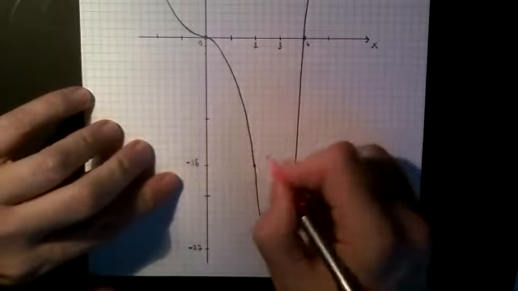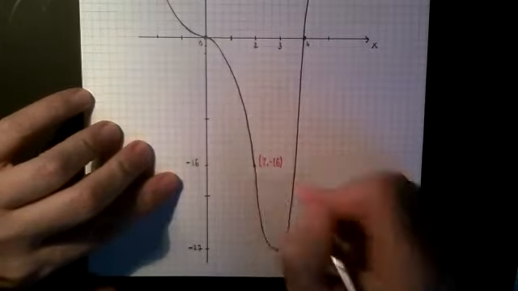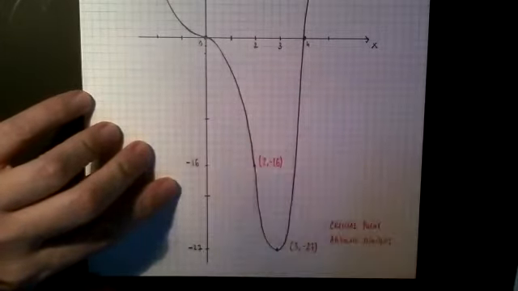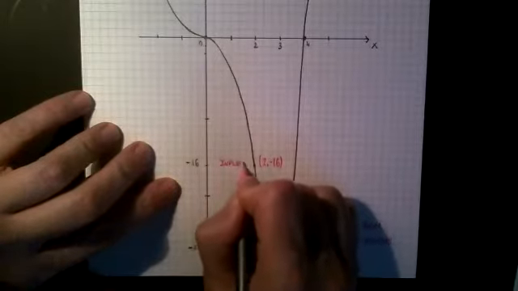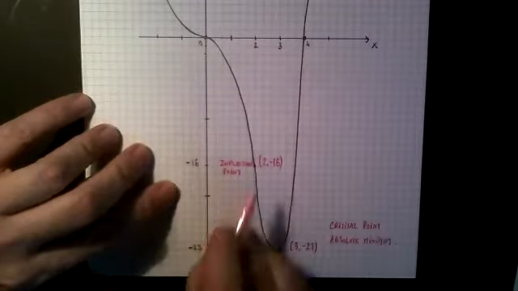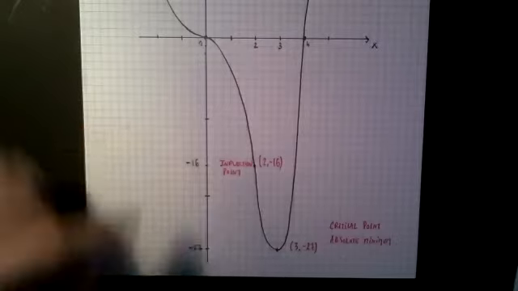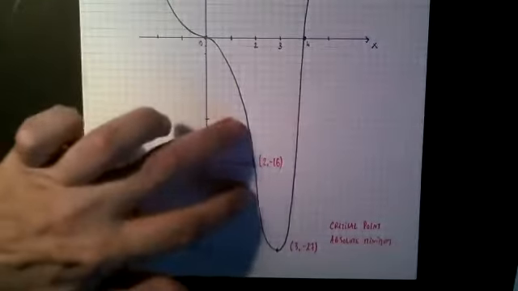This point here is important. This is (2, -16). This is an inflection point because it's where the second derivative is 0. And, as you see, it passes from concave down to concave up. That's where it changes concavity right here.